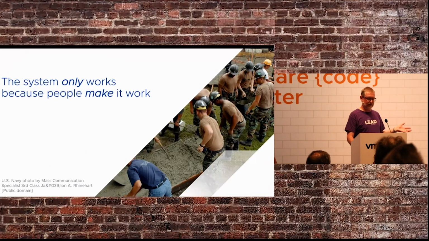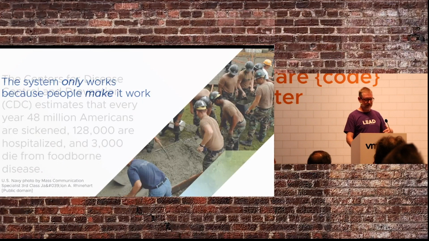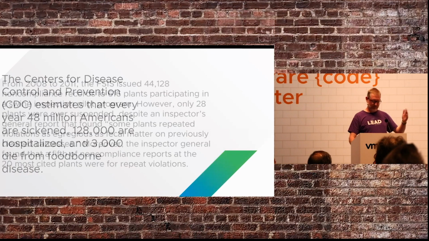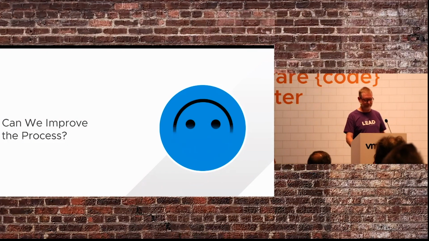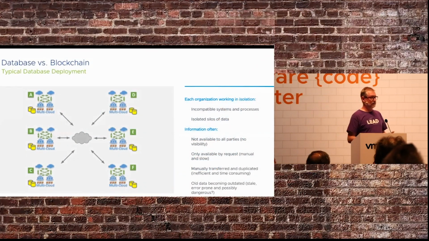The only reason that the food security system works is because all these individuals make it work together, right? But essentially what we're saying is food outbreaks can happen, and how can we improve the process of reporting these things? Well, there's this thing called blockchain, and it is kind of like a database.